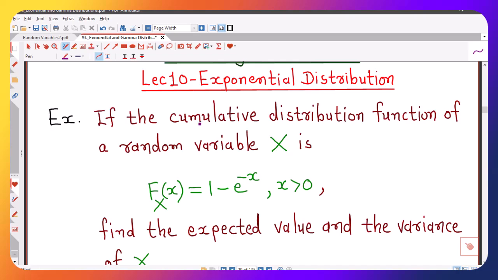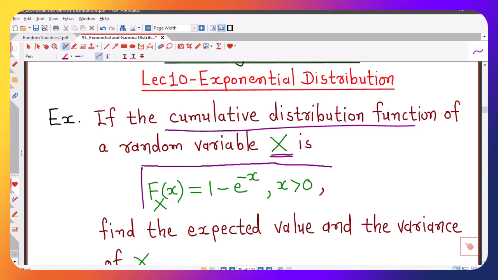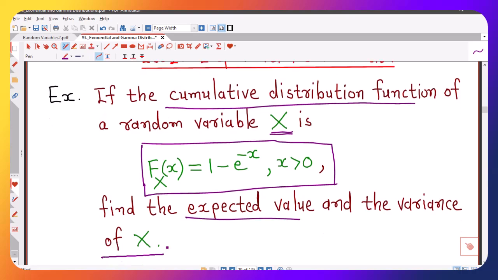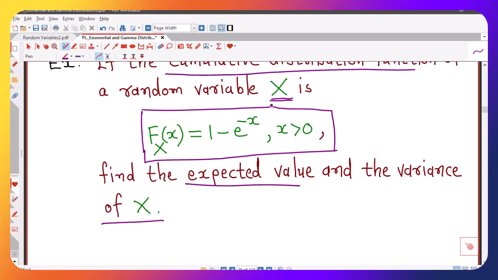If the cumulative distribution function of a random variable denoted by capital X is given by F(x) equal to 1 minus e to the power minus x for x positive, then find the expected value and the variance of random variable X. Here we are given the CDF, or cumulative distribution function, of a random variable denoted by capital X, and using this CDF we have to find out the expected value of X, or we can denote it by mu, and the variance of X, which we denote by sigma square, or this notation also, variance of X.